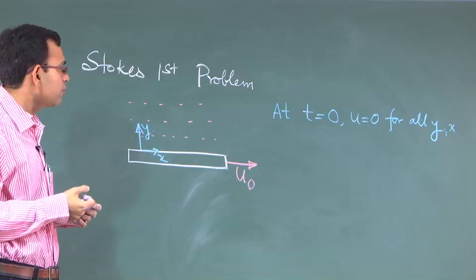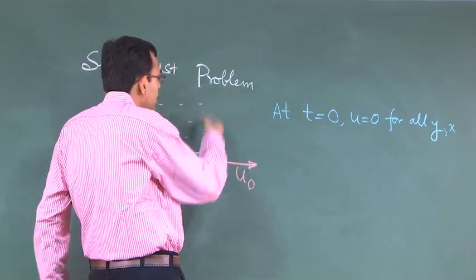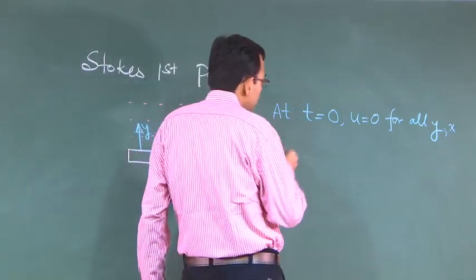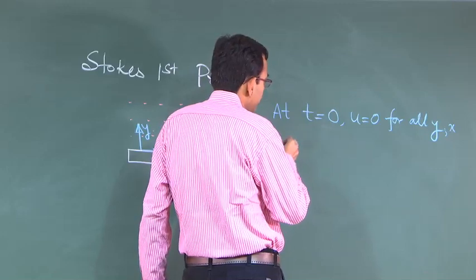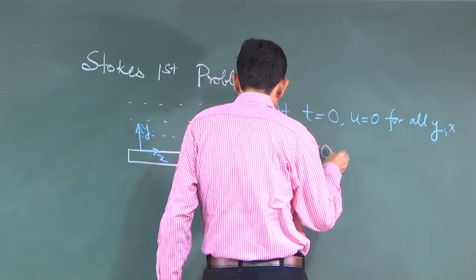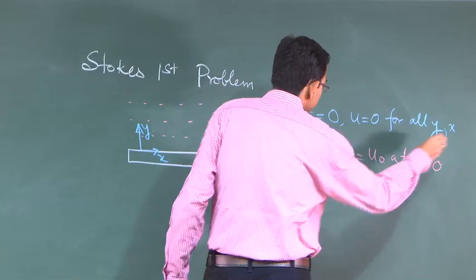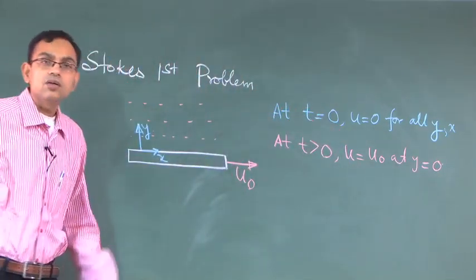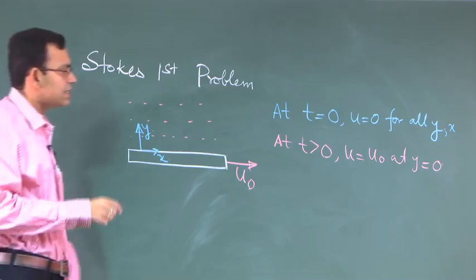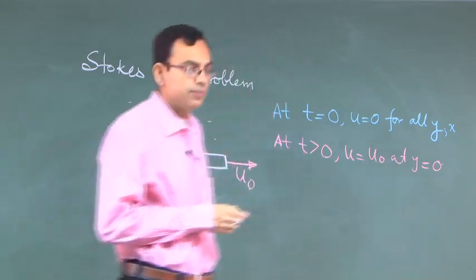So, our objective will be to find out, when this plate is pulled towards the right, how the velocity within this flow field will vary with position and time. So, the boundary condition for this problem is, at t greater than 0, u equal to u0 at y equal to 0, and the other end is open ended. First of all, let us try to write a governing differential equation for this problem.